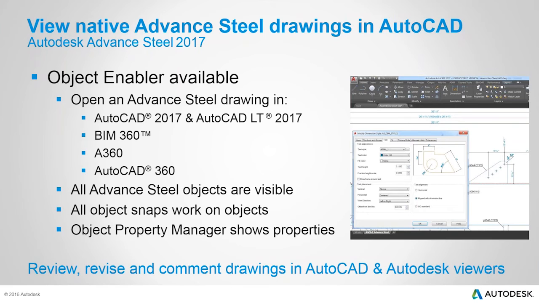Every kind of Advanced Steel object will be visible in those other products. All the snap points will work on all those objects in all the products as appropriate. And the properties for all those objects are available. So that's all the Advanced Steel properties: the galvanizing state, the part number, the issue status, the heat number, the section size, whatever it is. All the Advanced Steel properties are available through any of those other products. You can select it, look at properties, and check things out.